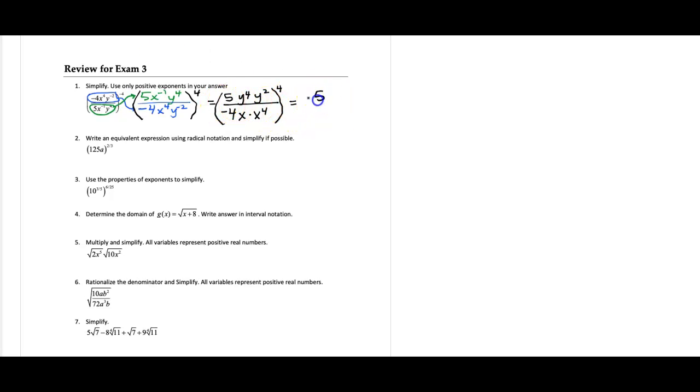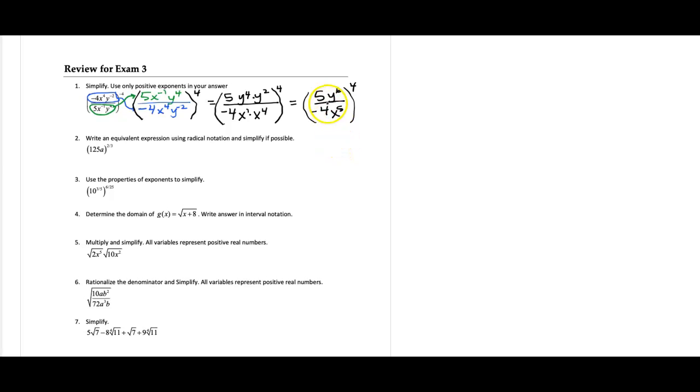On the top, I have 5, and then y to the fourth times y to the second. When it's connected by multiply, we add those exponents, so y to the sixth. And then on the bottom, it stays as -4. And then my x's, that's like x to the first power, add those together, I get x to the fifth. Now I need to raise that to the fourth power.